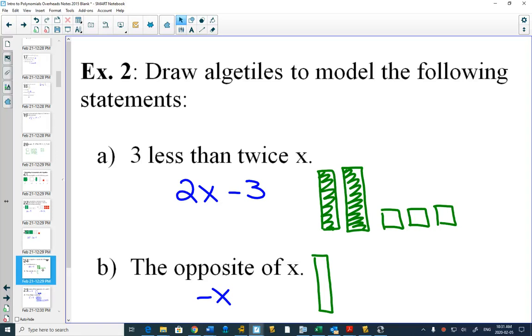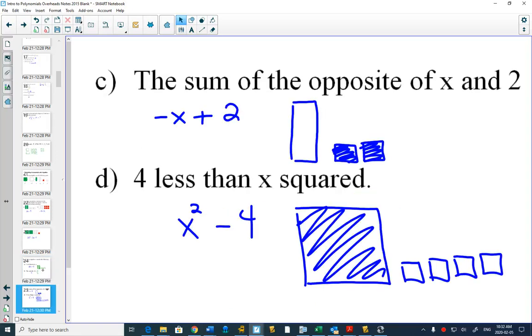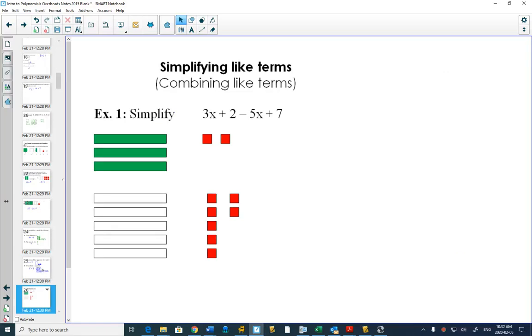Now, the reason that we introduce the Algetiles is to help us with simplifying. So here we have an algebraic expression that says 3x plus 2 minus 5x plus 7. Do the Algetiles make sense in the picture? Can you see 3 x's plus 2 minus 5 x's plus 7? Okay? Now, these shapes are alike, and these shapes are alike.